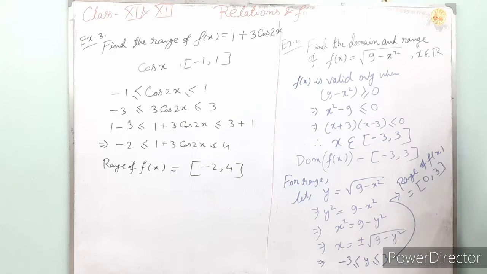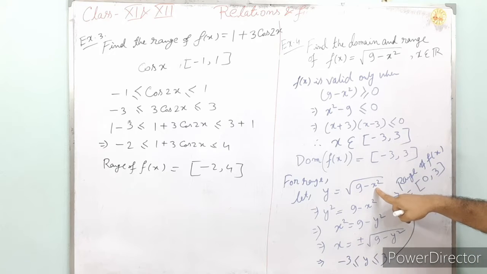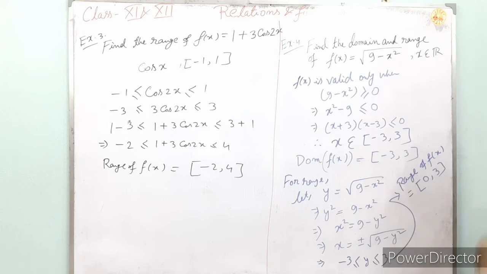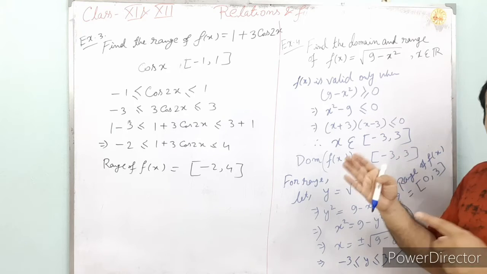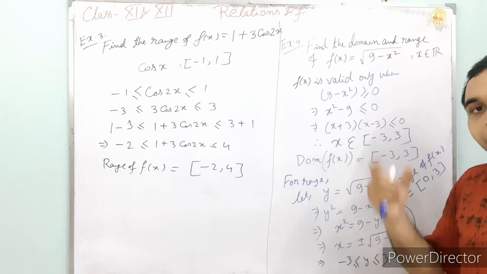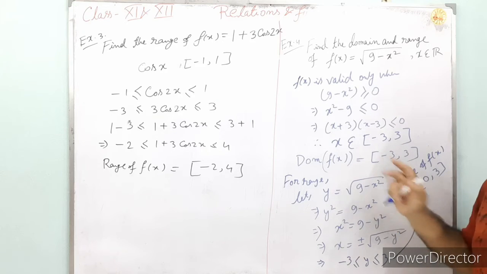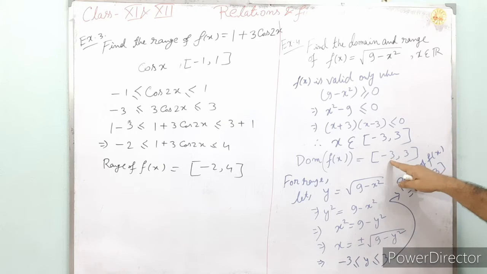Why? Because just see, when we are taking x equals minus 3, then 9 minus 3 whole square, that means 9 minus 9, it is coming 0. Then after minus 3 we are taking minus 2. Actually we are doing the trial and error method, mind it. So minus 2 square, that means 9 minus 4, it is coming 5, so root 5 is coming. Now if we take minus 1, here also it will be positive.